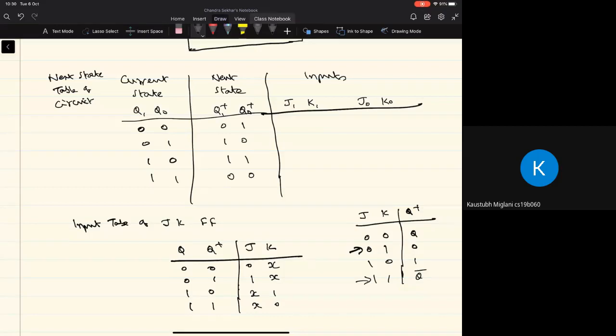After we get this input table of the flip-flop, we can use it to get the inputs for the circuit that we want to design. Are there any questions about this input table of the JK flip-flop?